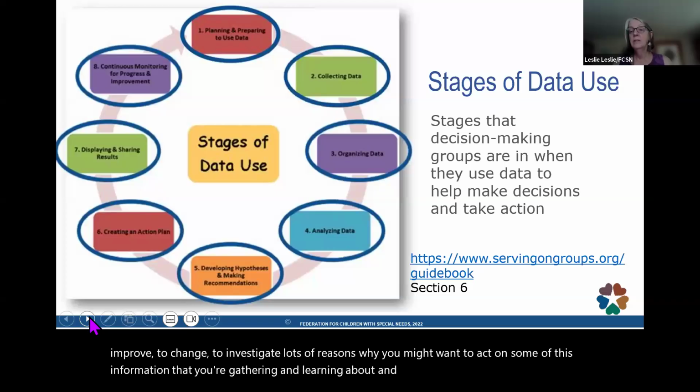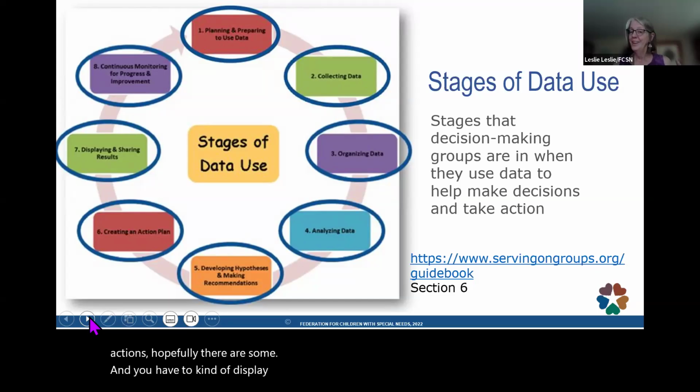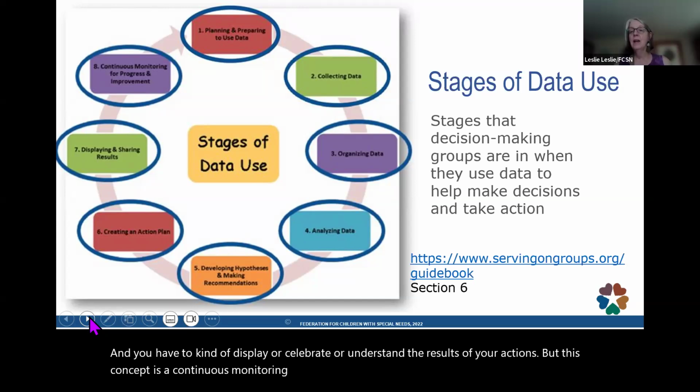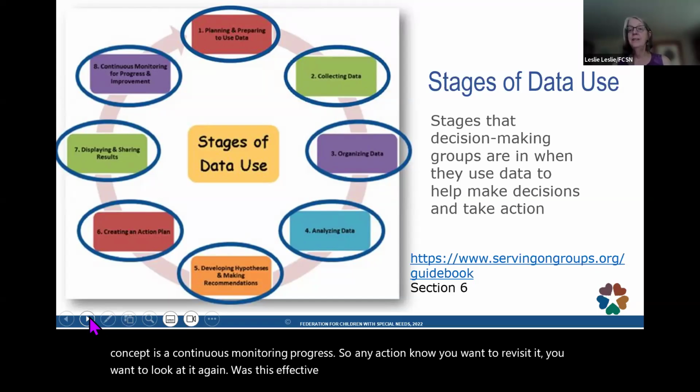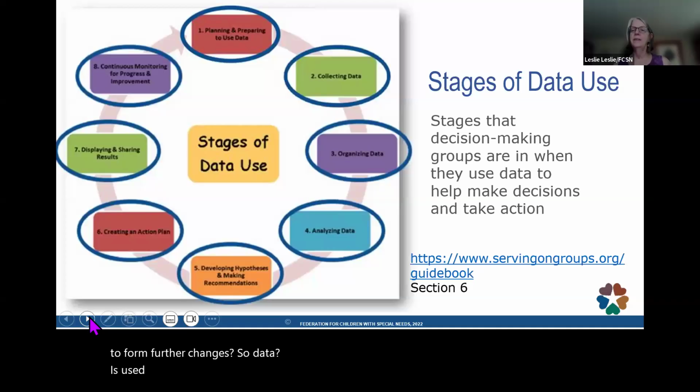And then ultimately, as a result of the actions, hopefully there are some results. And you have to kind of display or celebrate or understand the results of your actions. But this concept is continuous monitoring of progress. So any action, you want to revisit it. You want to look at it again. Was this effective over time? Does it need more data, more information to inform further changes? So data is used to create a process where you can use it effectively for change or improvements.